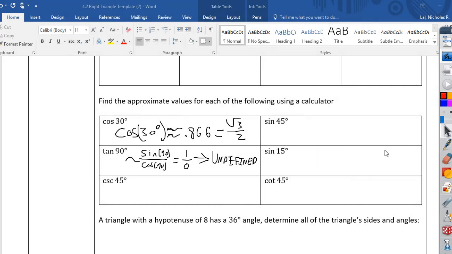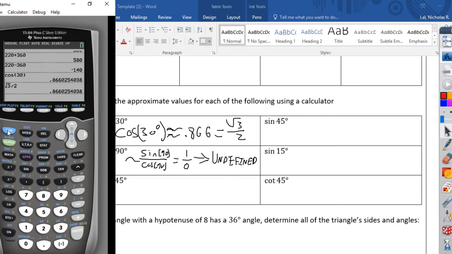So check out your calculator. Find the square root of 3. Divide it by 2. You should get 0.866025438. So the cosine of 30 is 0.8660254, and that's equivalent to root 3 over 2.